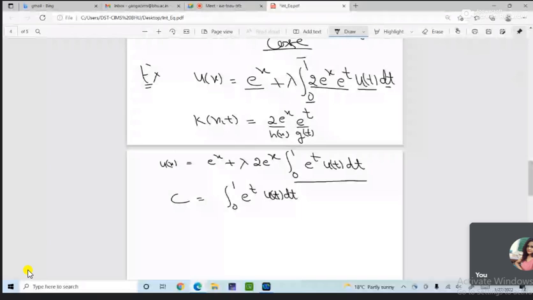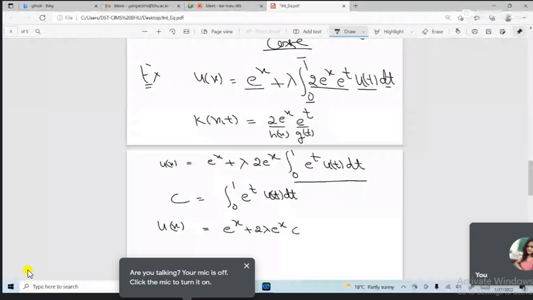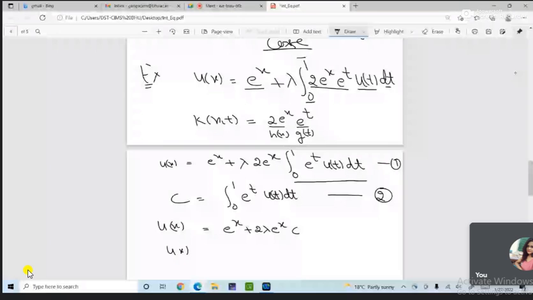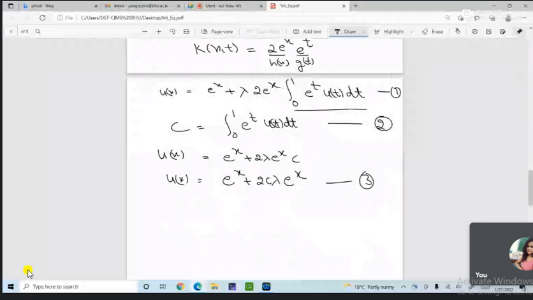Yes, sir. Okay. Now the function u(x) will be e to the power x plus 2 lambda e to the power x into c. I have substituted, so I can write this as equation 1, this as equation 2, and suppose u(x) is equal to e to the power x plus 2c lambda e to the power x. This is equation 3, and also I can write u(t) is equal to e to the power t, taking common 1 plus 2c lambda, and I can write this as 3 prime. Is it clear from here?